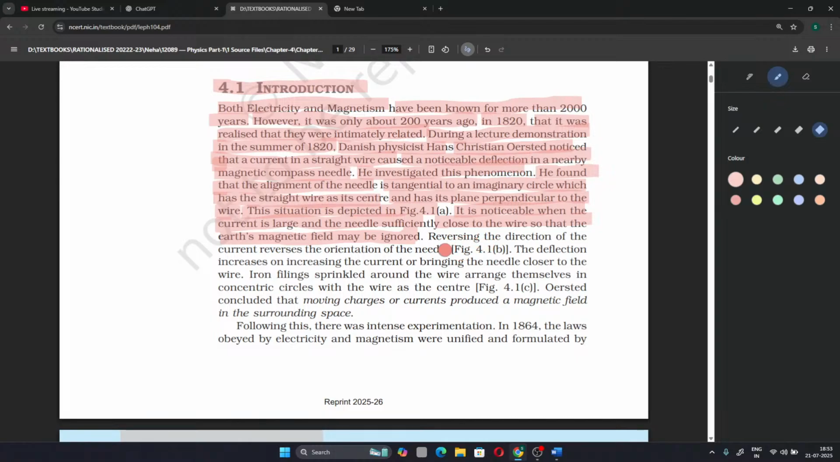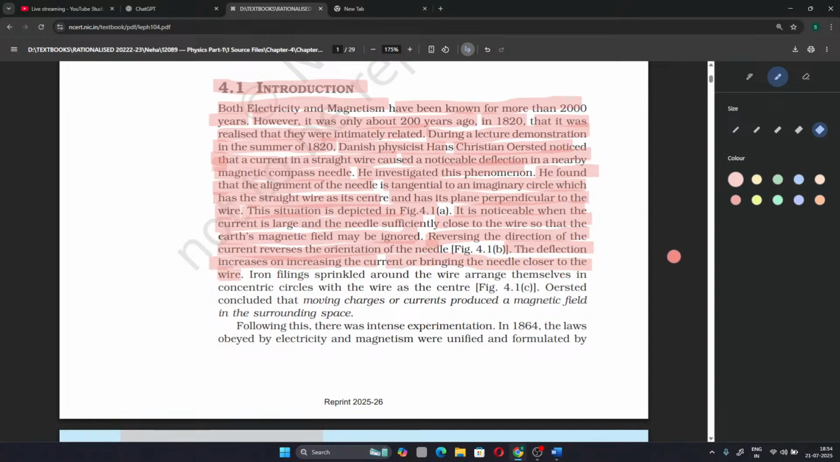And one more is distance. The closer the compass needle is to the wire, the higher the deflection shown. Magnetic field is inversely proportional to distance. Higher the distance, lower the magnetic field effect. And then one more thing, reversing the direction of the current reverses the orientation of the needle. The deflection increases on increasing the current or bringing the needle closer to the wire.